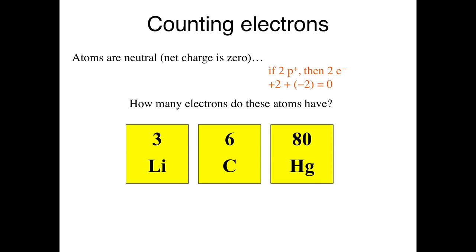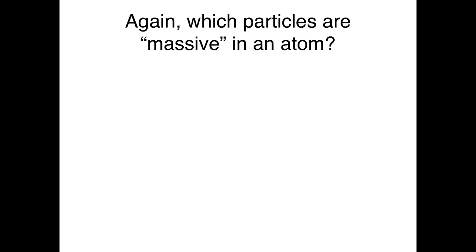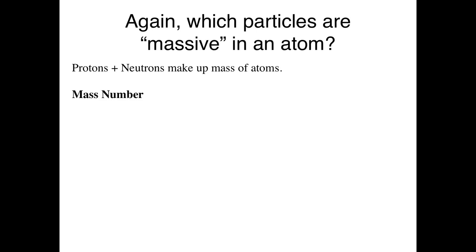So, for example, how many electrons do these atoms have? Lithium has 3 protons, so it also has 3 electrons. Carbon has 6 protons, so it also has 6 electrons. Mercury has 80 protons, so also 80 electrons. Now let's talk about the mass in an atom. Can you recall what we said is the massive part of an atom? Which subatomic particles have mass? Right? Protons and neutrons are the only ones that have mass.